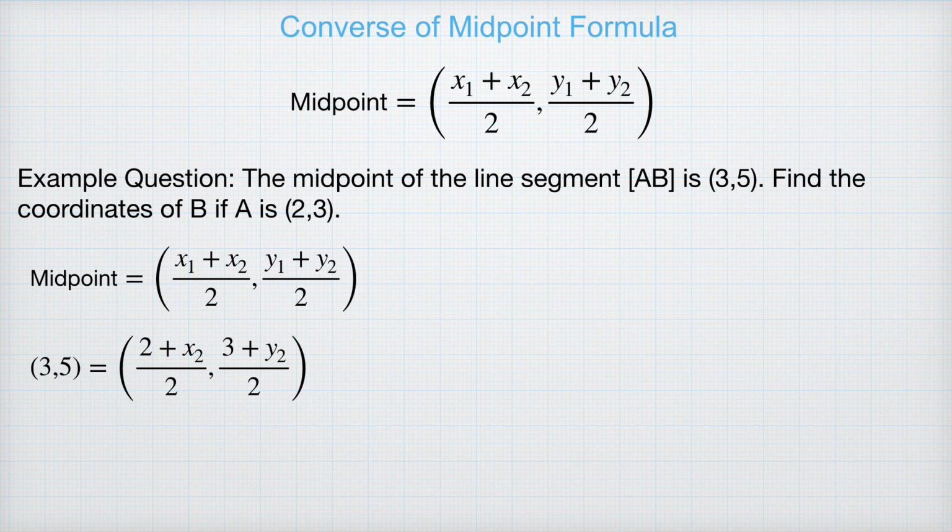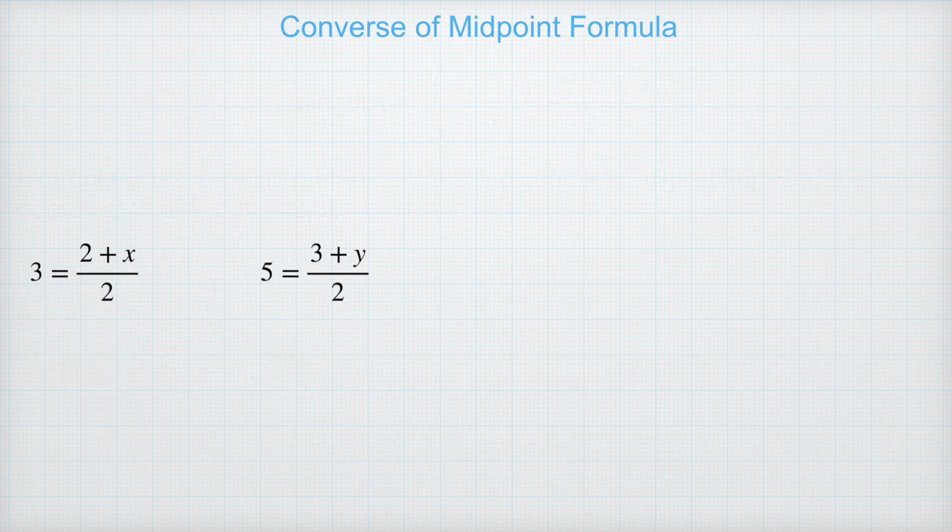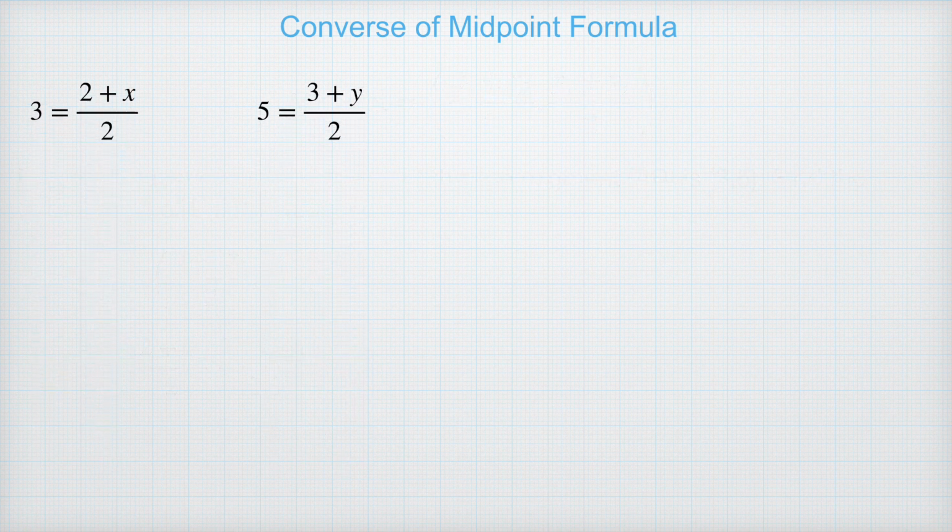As there is a comma in this formula, we can separate both sides of the formula at this comma point. So 3 is equal to 2 plus x, all to be divided by 2, and 5 is equal to 3 plus y, all to be divided by 2. We can now solve the separated equations independently.